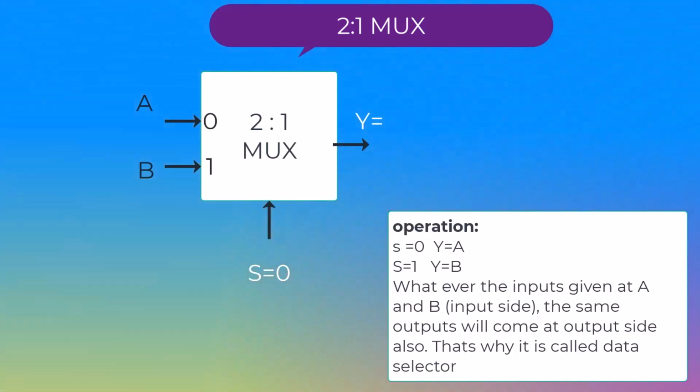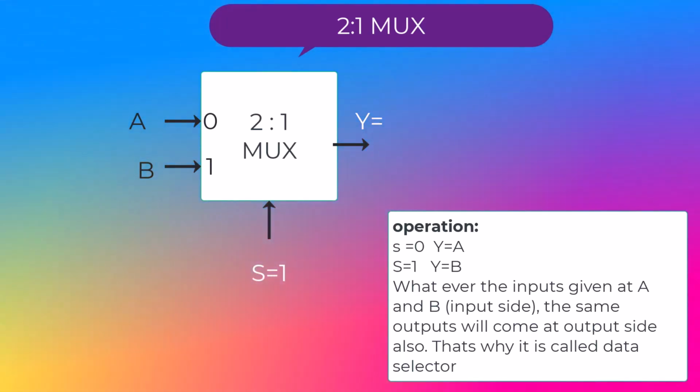See this multiplexer. If S is equal to 0, A will be selected. So whatever the input is, that input will be transferred. So Y is equal to A. Simply we can say if you have given 0 to A, then 0 will be transferred to the output. Similarly, if you give the A input as 1, that 1 will be routed to the output, or 1 will be transferred to the output side. It all depends on the selection line.